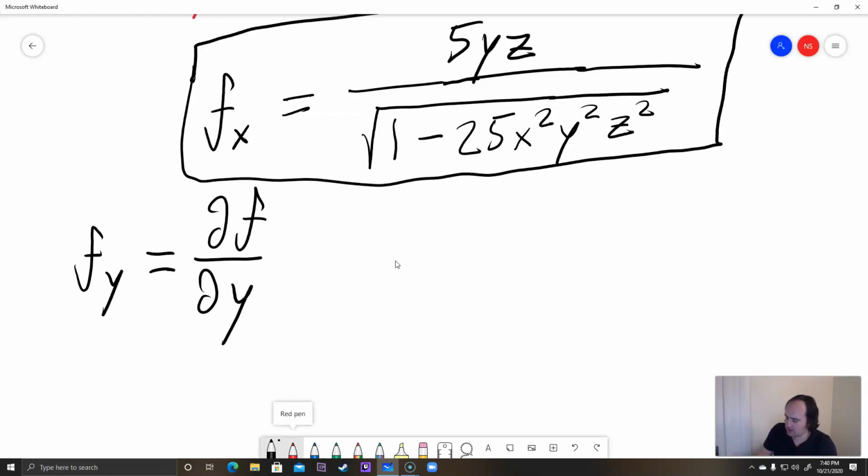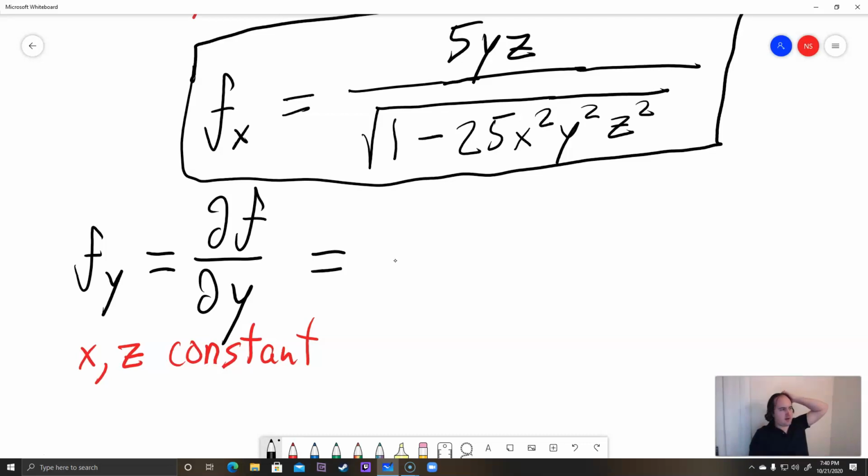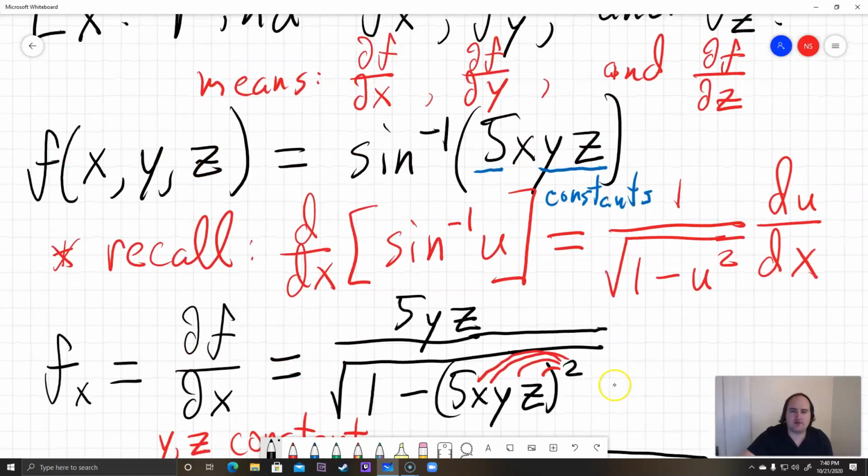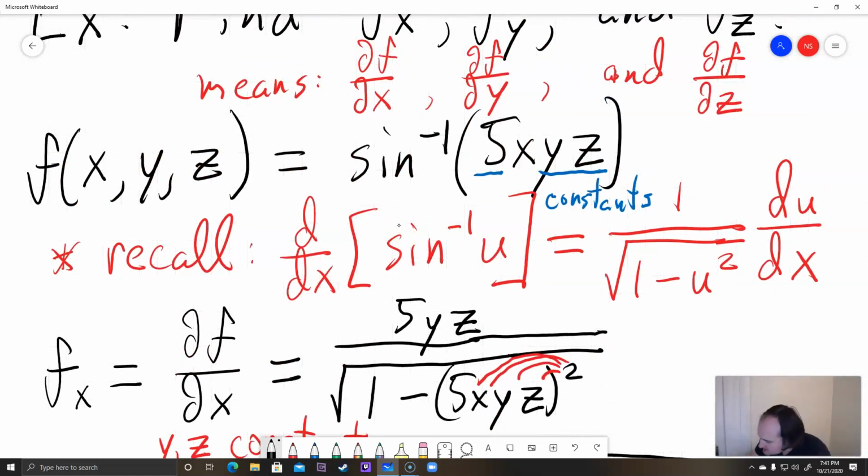Okay? And once again, it means the other variables are treated as constants. So here the other variables besides y are going to be x and z. Okay, so here x and z are constant. So partial f, partial y. Well, if we go back up to our original function, now x and z are constants. So just slightly different from the last one we did, but it's almost the same setup.